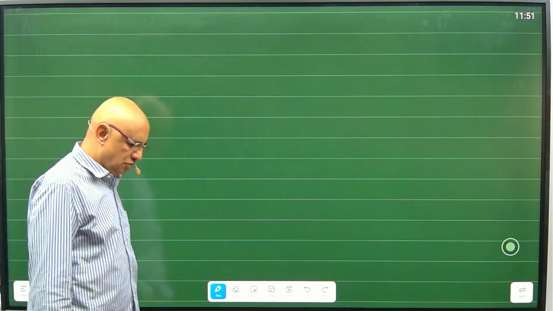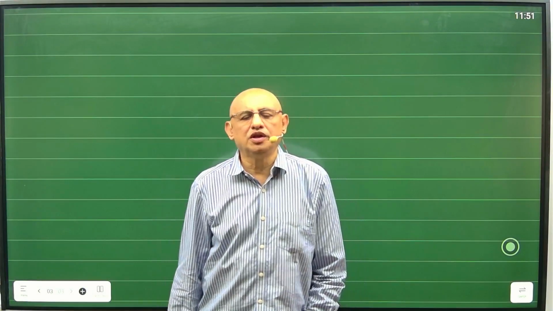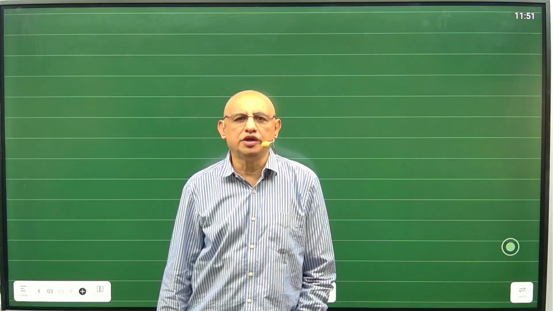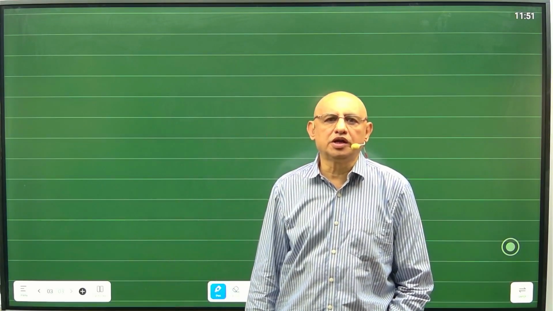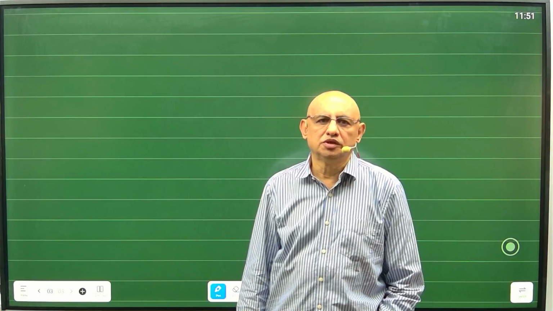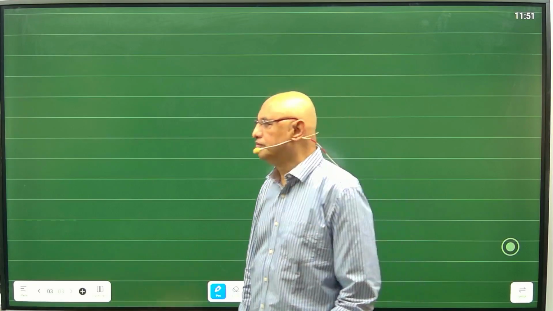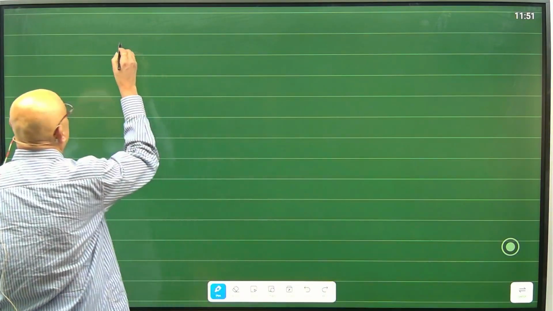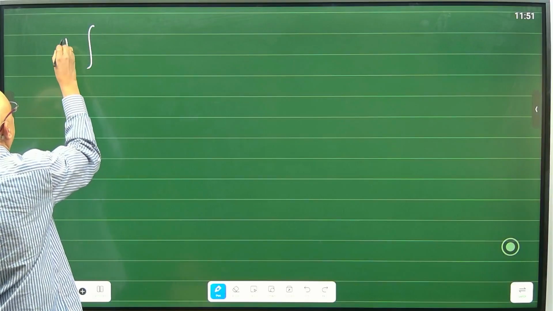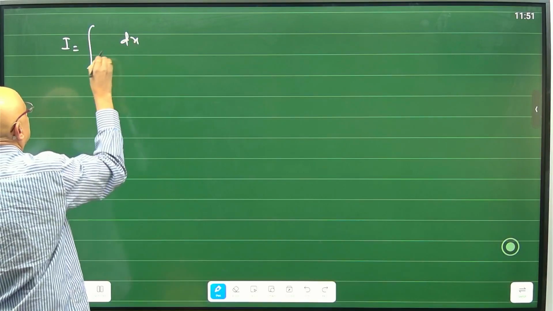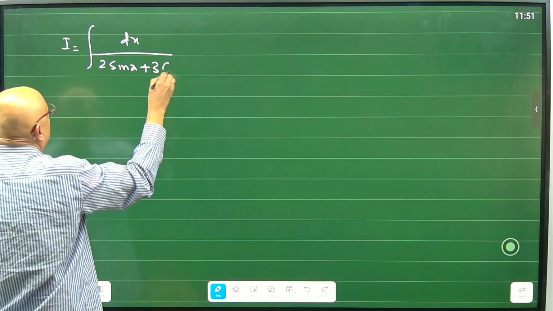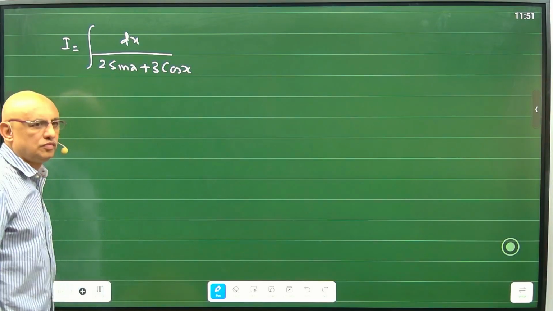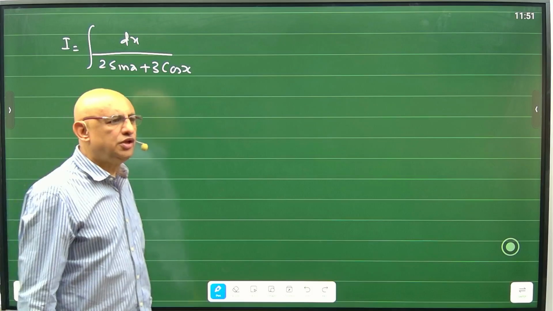I'm going to solve one legal problem in integration. How little bit confusing it is from a similar type. For example, this is a question which I'm going to solve: integral of dx divided by 2 sin x plus 3 cos x. Let me first tell you why this is confusing.